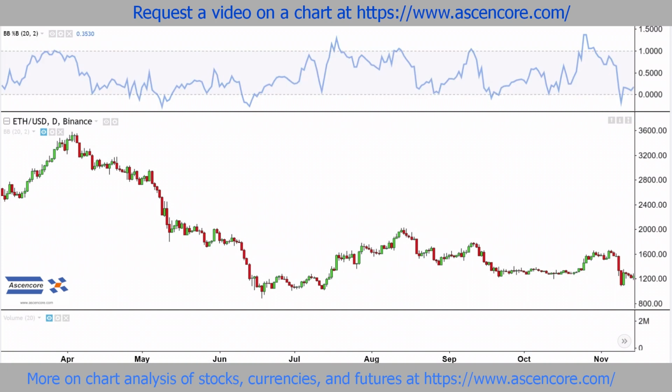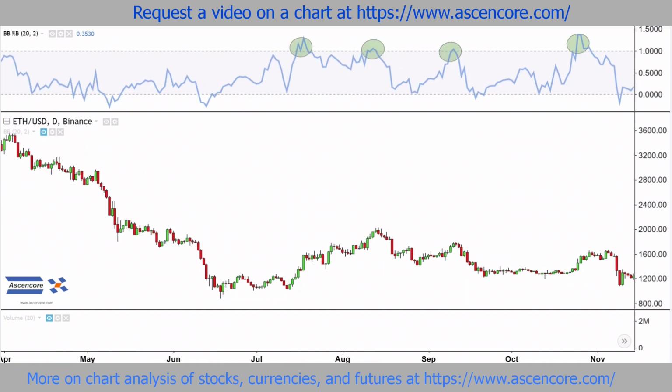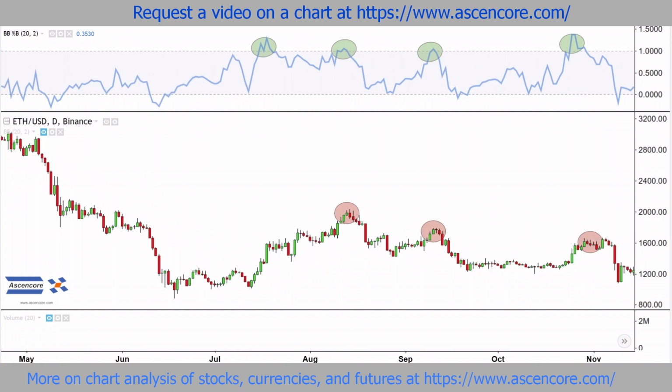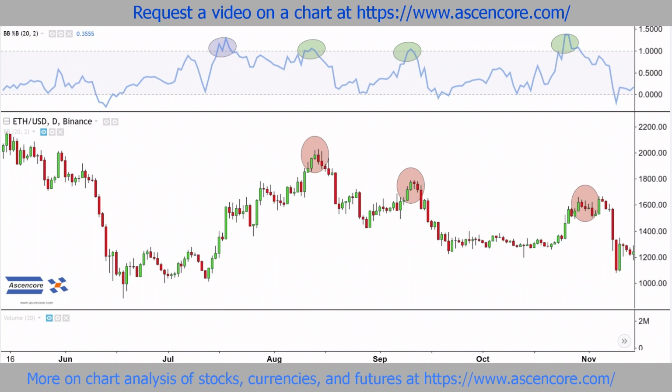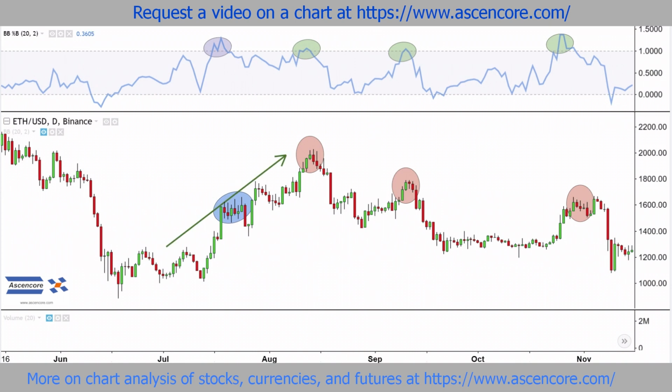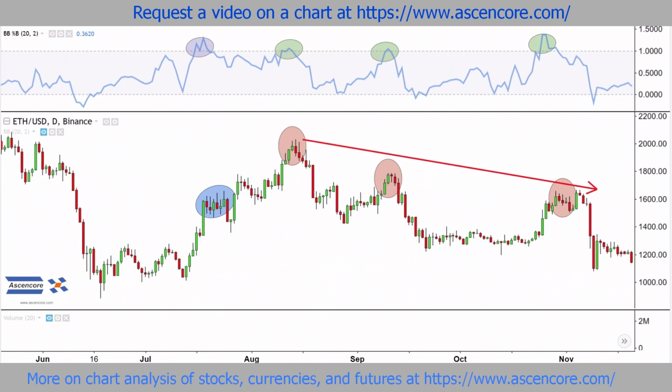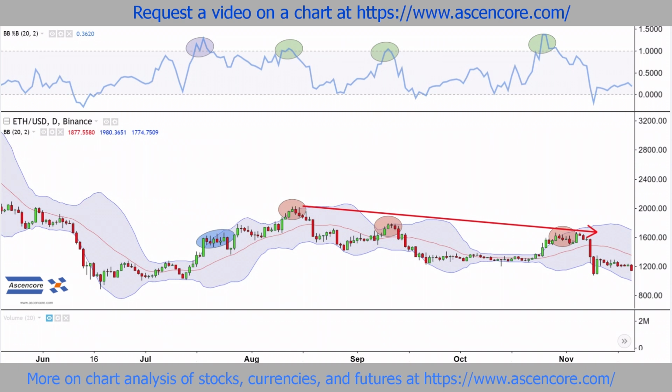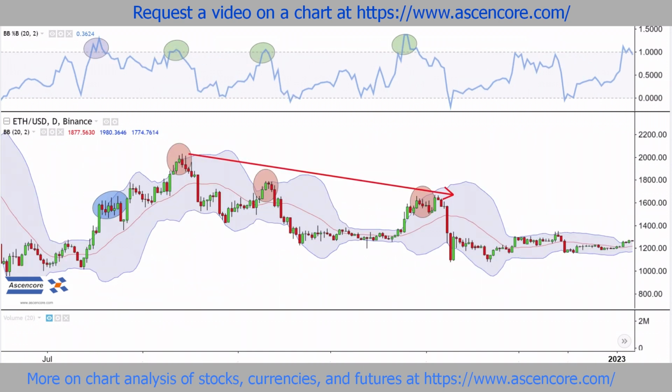Some may consider the percent B indicator to be a cleaner way of displaying price deviation from the mean, compared to the regular Bollinger Bands indicator. That could be helpful in a case like this, where reaching two standard deviations over the mean doesn't necessarily guarantee a bearish reversal. Whereas with regular Bollinger Bands, some may get the impression reaching the upper band is much more bearish than it actually is.